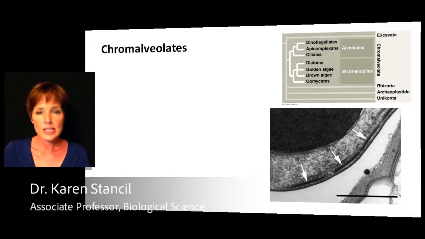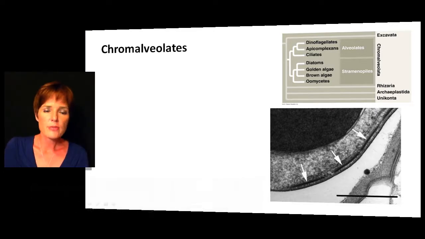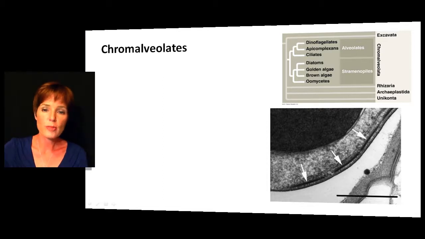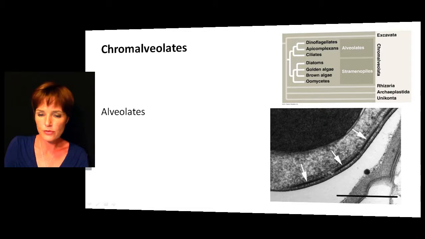The chromalveolates are thought to have arisen from a common ancestor that engulfed a red algae. So that would have been the primary endosymbiont, and all of these can be traced back to that common ancestor point. Now, when we talk about them, we've got several groups within the chromalveolates, and one of the biggest groups is the alveolates themselves. And these are known for having membrane-bound sacs.